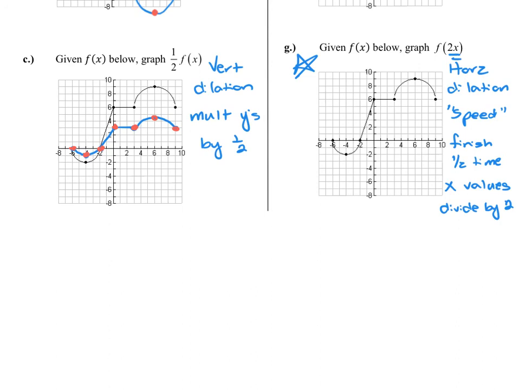So my -6 is going to become a -3. My -4 is going to become a -2. My -2 is going to become a -1. And that little bit has just been scrunched down. 0 is going to stay right here at 0. Then my 3 is going to become a 1.5. Now it's really, really short. Okay, my 6 is going to become a 3. And come all the way up here to my 3. And my 9 is going to become a 4.5.